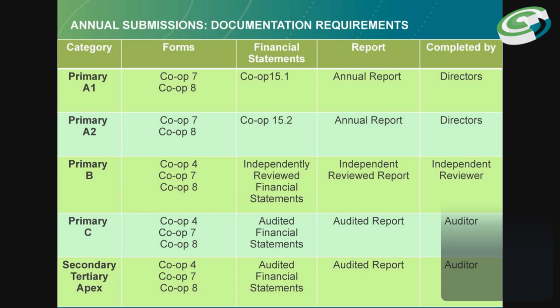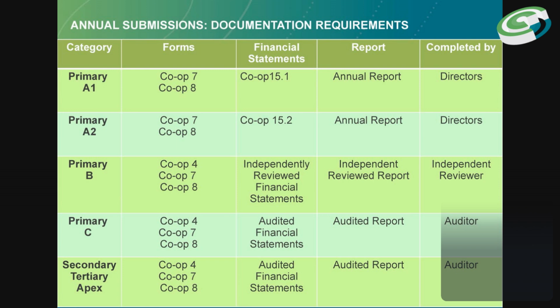Annual submission documentation requirements. These are the forms that are available on the CIPC website under resources. They can be downloaded there. Category primary A1 requires the Co-op 7 form and the Co-op 8 financial statement, which is the COP 15.1, also the annual report completed by the directors.